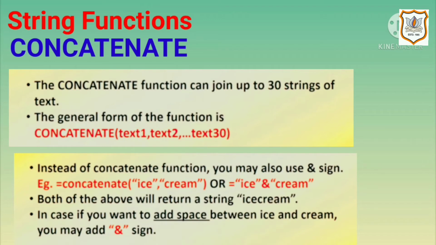Instead of the CONCATENATE function, you may also use the ampersand sign. Example: equal to CONCATENATE("ice", "cream") or equal to "ice"&"cream". Both of the above will return the string icecream. In case you want to add a space between ice and cream, you may add it using the ampersand sign.